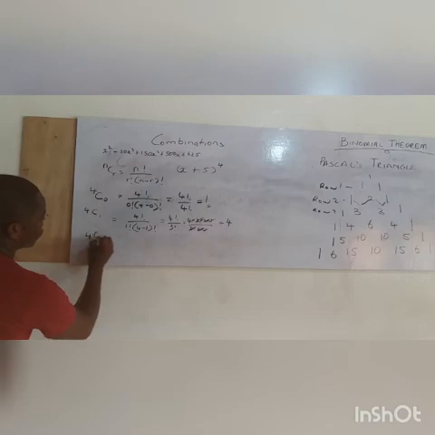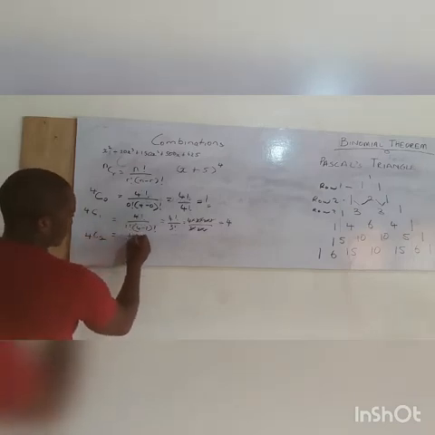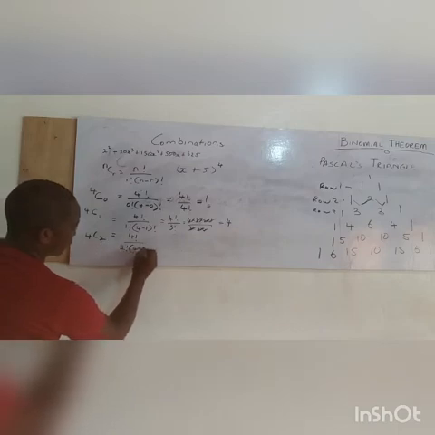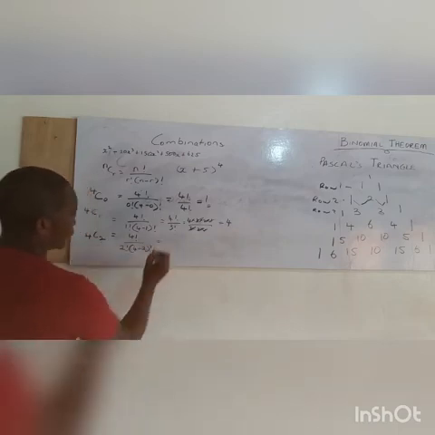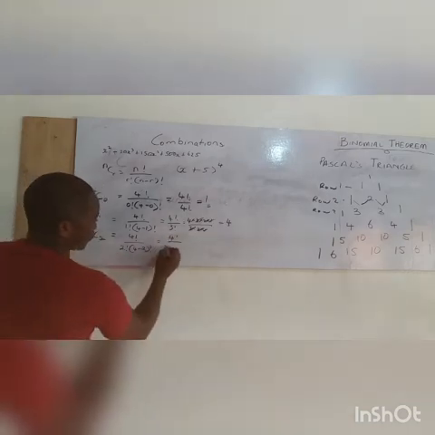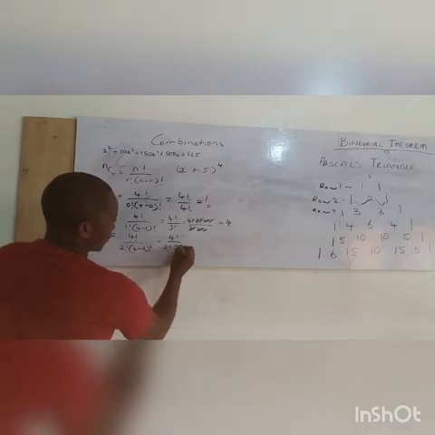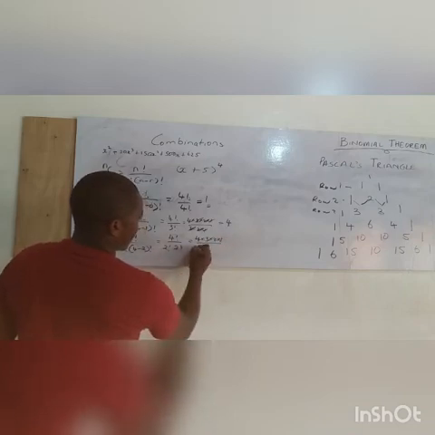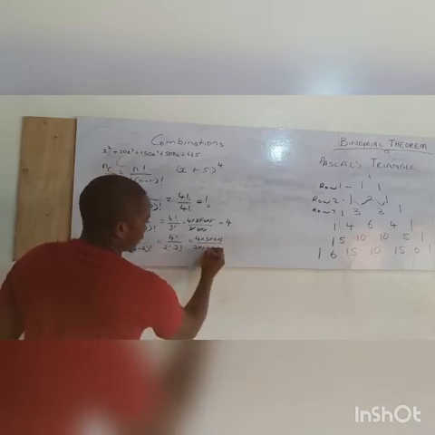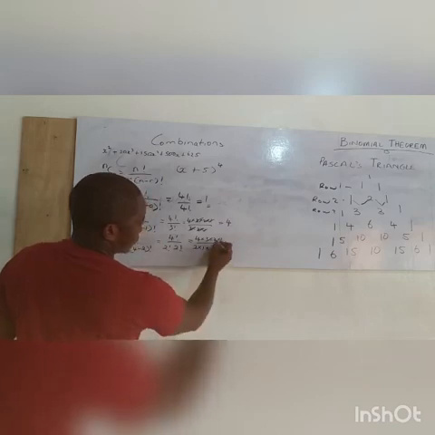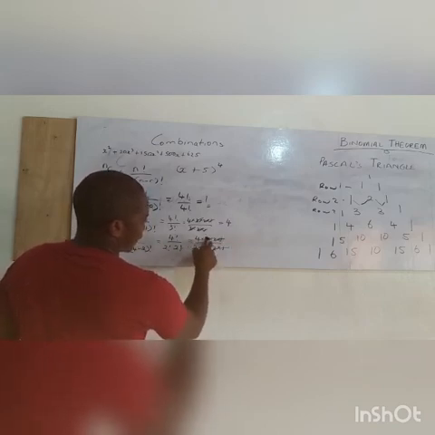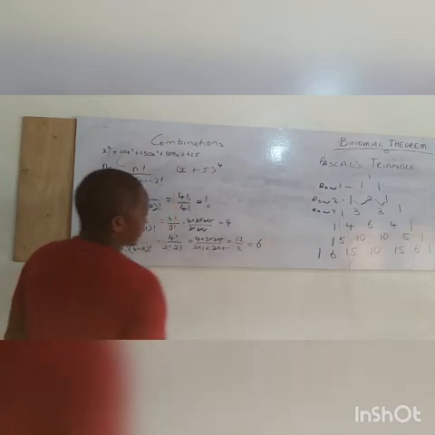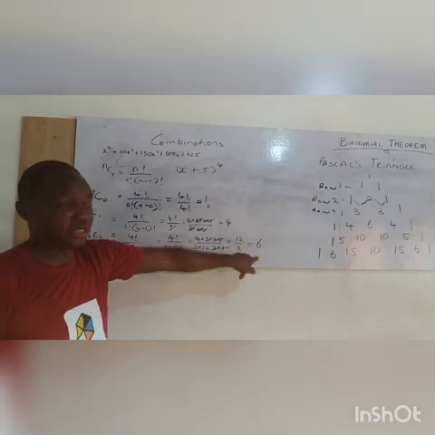Let's get 4 combination 2. 4 factorial divided by 2 factorial times 4 minus 2 all factorial. That will give us 4 factorial divided by 2 factorial times 2 factorial. Simplifying this, we have 4 times 3 times 2 times 1 divided by 2 times 1 times 2 times 1. So 2 times 1 will cancel. We have 4 times 3 divided by 2 times 1. 4 times 3 is 12, 2 times 1 is 2. So 12 divided by 2 is 6. So 4 combination 2 gives us 6.